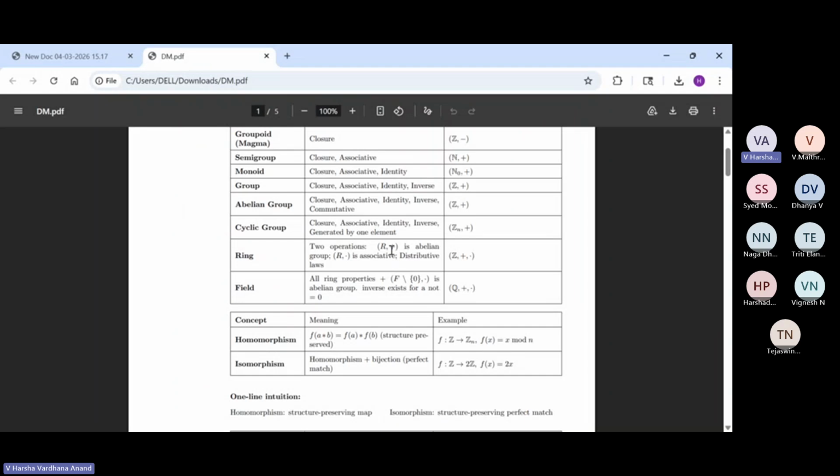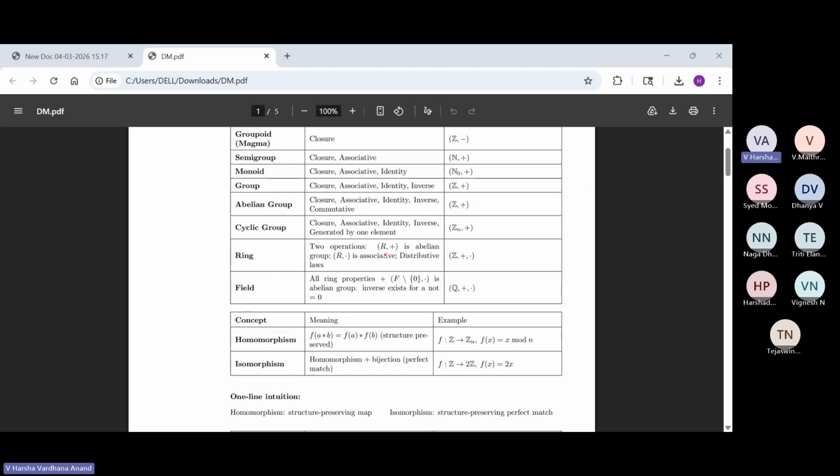For example, take all the integers. Let's just take 2. 2's multiplicative inverse is 1 by 2. The inverse of 2 is 1 by 2 when it comes to multiplication. But that cannot be there in a ring, because a ring does not necessarily need to have an inverse in multiplication. 1 by 2 does not come under integers. It comes under rational numbers.